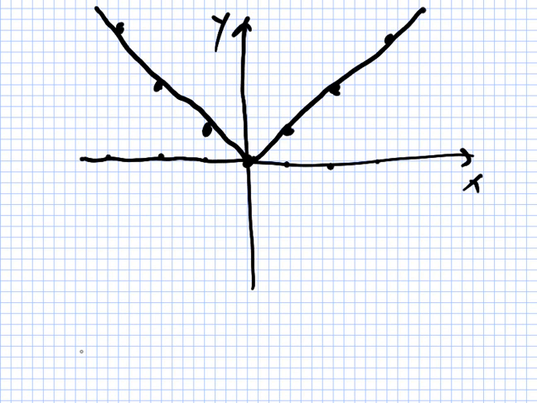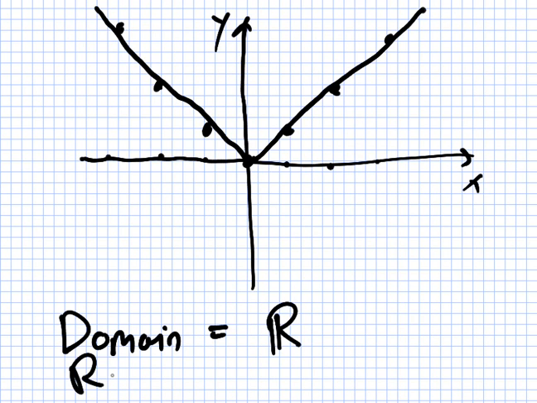Yeah? What is the domain here? All real numbers. So domain is all real numbers. And what's the range? All positive numbers. Including 0 or not? Including 0, yeah.